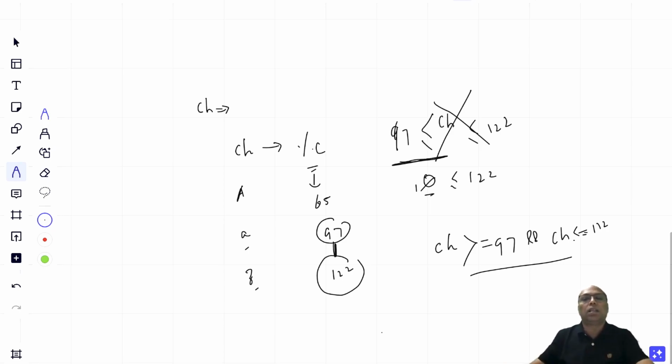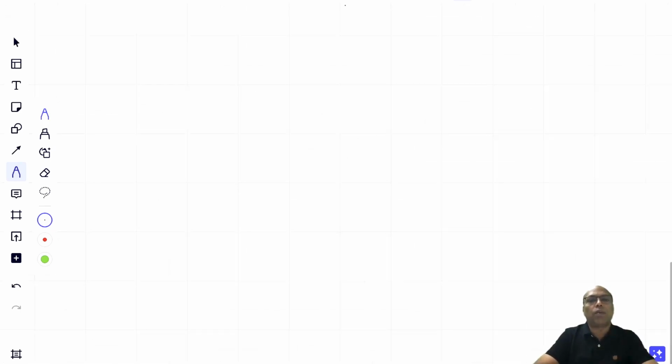Now, in this case I want to say whether the given character is a vowel or not. This is what I want to write. So, how do I check it? It can be a vowel: A, E, I, O, U. Remember, it can be either in uppercase or lowercase.